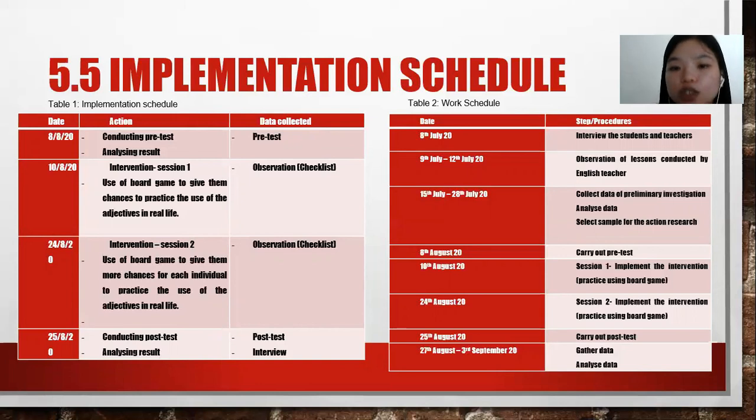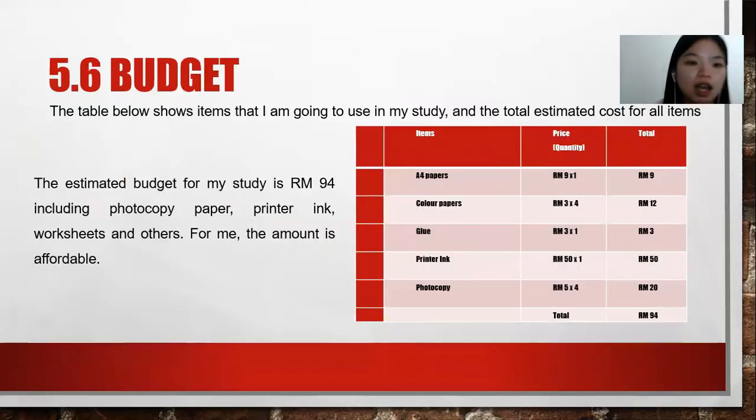And table 2 shows the work schedule. The work schedule starts from the preliminary investigation, in which I will interview the students and teachers and observe a lesson conducted by the English teachers, and carry out the pre-test. Session 1 implements the intervention, and session 2 implements the modified intervention. Then I carry out the post-test and gather and analyze the data.